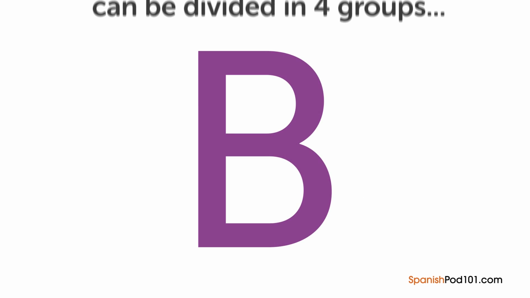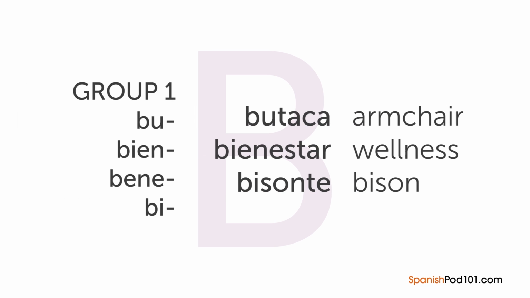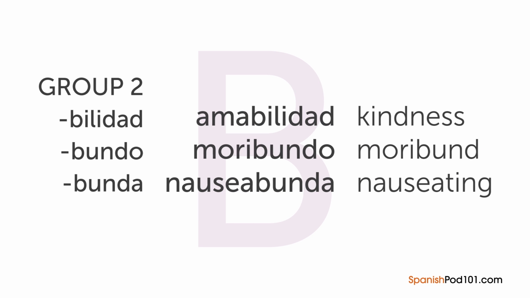Let's start with B. The words that usually use B can be divided in 4 groups. First, all the words that begin with bu, bien or bene, and B. For example, butaca, meaning armchair, bienestar, meaning wellness, and bisonte, bison. Second, all the words that end in bilidad, bundo or bunda. For example, amabilidad, kindness, moribundo, moribund, and nauseabunda, nauseating.